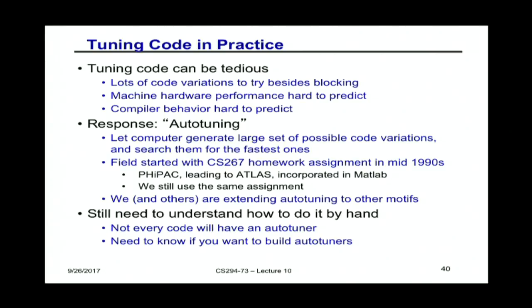And this actually started, as we saw from the class project in the CS267 homework assignment, in the early 90s. And then they came up with this package, which used a lot of auto-tuning techniques so that you can get the code to run reasonably fast on the machine. And currently in CS267, they still use the same assignment over the years, so every time they try to see how the students could write better and better code.